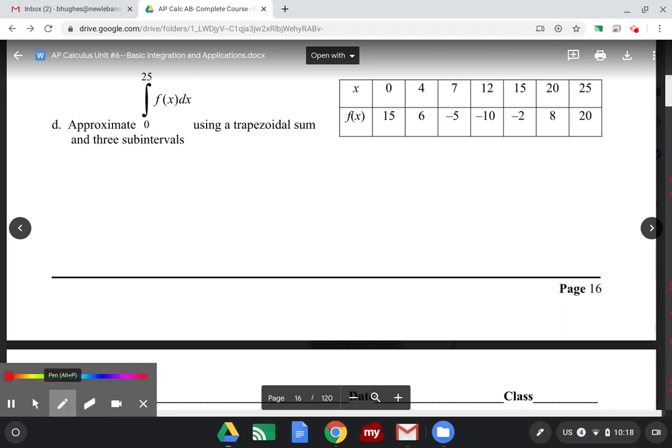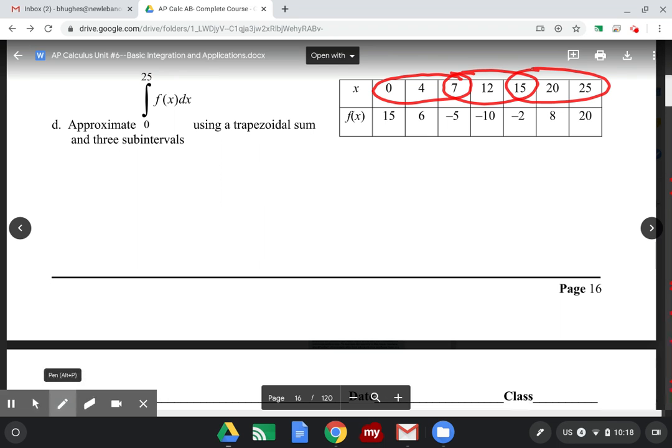Okay, so the last one, trapezoidal sum of 3 subintervals going from 0 to 25. So I need to figure out what's a good way that I can break this up from 0 to 25 using 3 intervals. I can go from 0 to 7. I can go from 7 to 15. And I can go from 15 to 25. That's probably the easiest way to break that up into 3 intervals. And I want to make sure I overlap and I'm not missing some areas there.